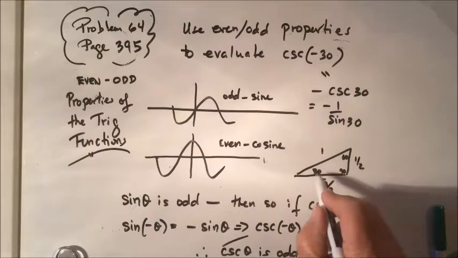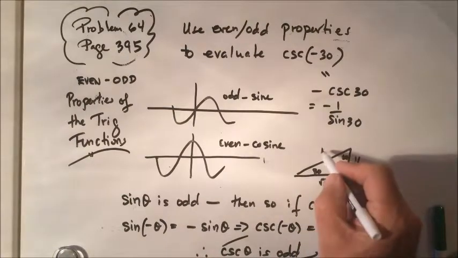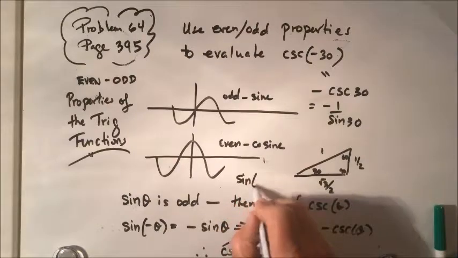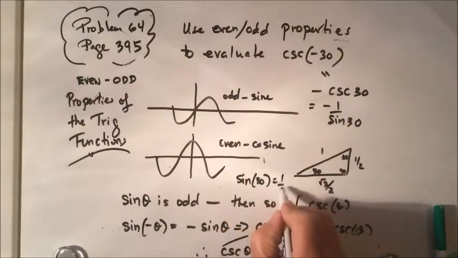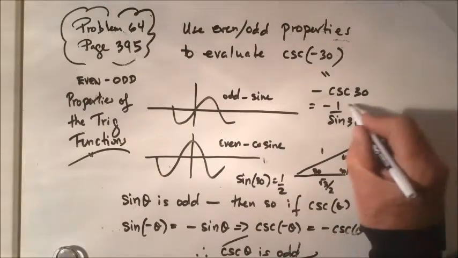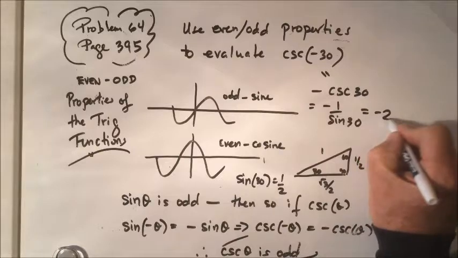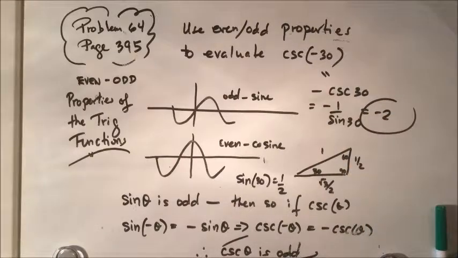And therefore, the sine of 30 is the opposite over the hypotenuse. Therefore, the sine of 30 is equal to 1/2. And that makes minus 1 over the sine of 30 equal to minus 2. And that's your answer. Long-winded, but the answer.